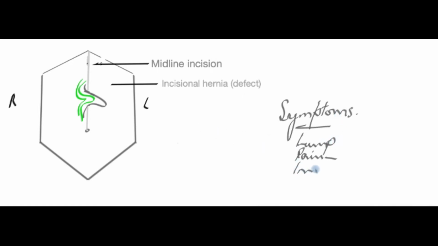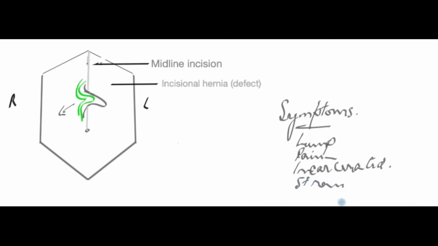The hernias, of course, can become trapped, but not strangulated, in which case they just sit there and don't drop back inside the abdomen as shown in this picture. They're called incarcerated. And of course, there's always a risk of strangulation.